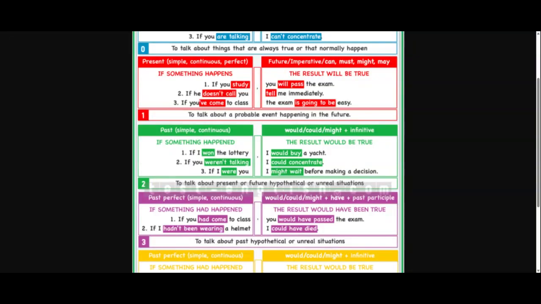No pasa lo mismo con la condicional 0 y con la primera condicional, ¿vale? If you were talking, I could concentrate. If you weren't talking, I could concentrate. Again, none of the sentences conveys real situations, okay? All of them are hypothetical situations. If I were you, I might wait before making a decision. Again, a hypothetical condition and a hypothetical result.